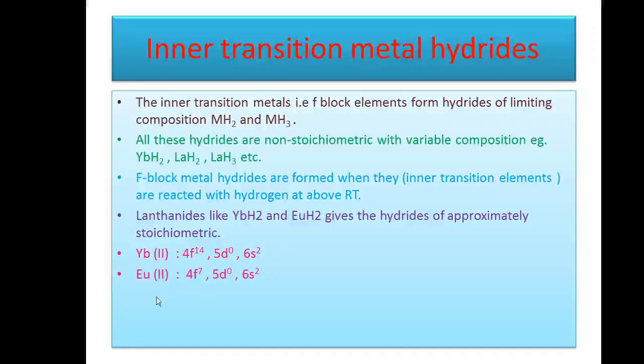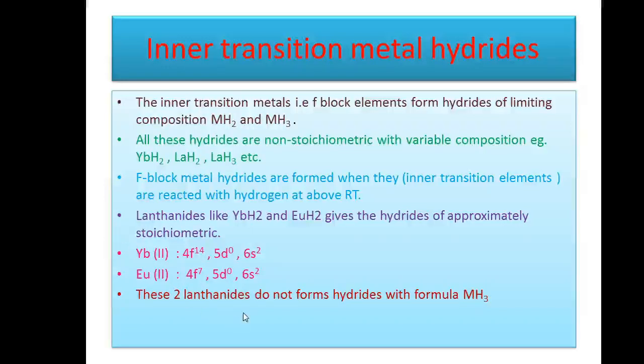In europium, the electronic configuration is 4f7 5d0 6s2. The oxidation state of europium is +2. Then the electronic configuration is 4f7 5d0 6s0. In the s orbital, these two electrons are lost. Therefore, they form hydrides. Which hydrides? YbH2 and EuH2.